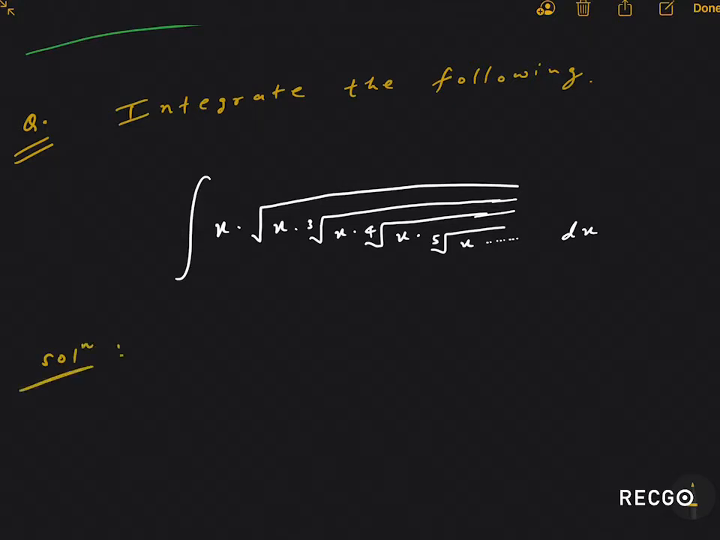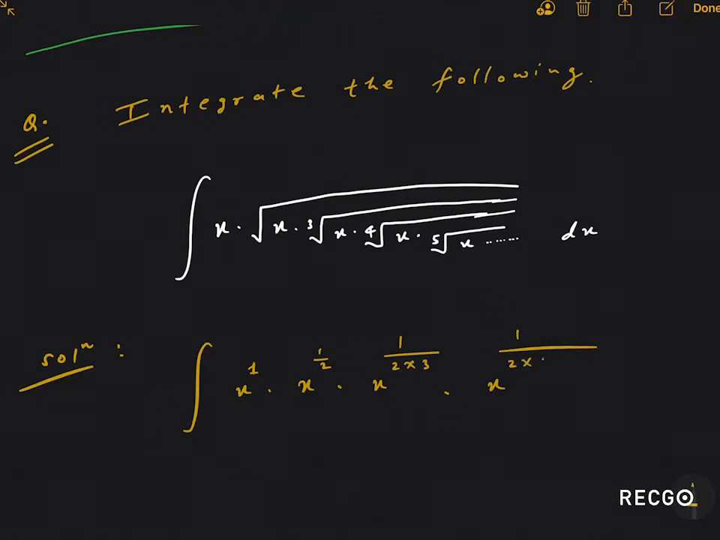Wait a minute. Just look at the question. Look at the sum of the integration. Whatever is given, there are infinitely many nested radicals. You can see we say that these are nested radicals, a radical inside another radical inside another radical. So x multiplied by square root of x multiplied by square root of cube root of x multiplied by fourth root of x multiplied by fifth root of x, and so on up to infinitely many terms are there inside, and then we have to integrate it with respect to x.